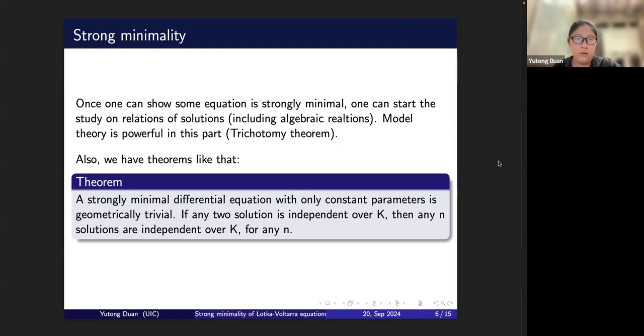There's also another reason: for those equations with only constant parameters, if you have strong minimality, then you have geometric triviality. Geometric triviality means that if any two solutions are independent over your differential field K, then any n solutions are independent. So it's also a strong theorem.